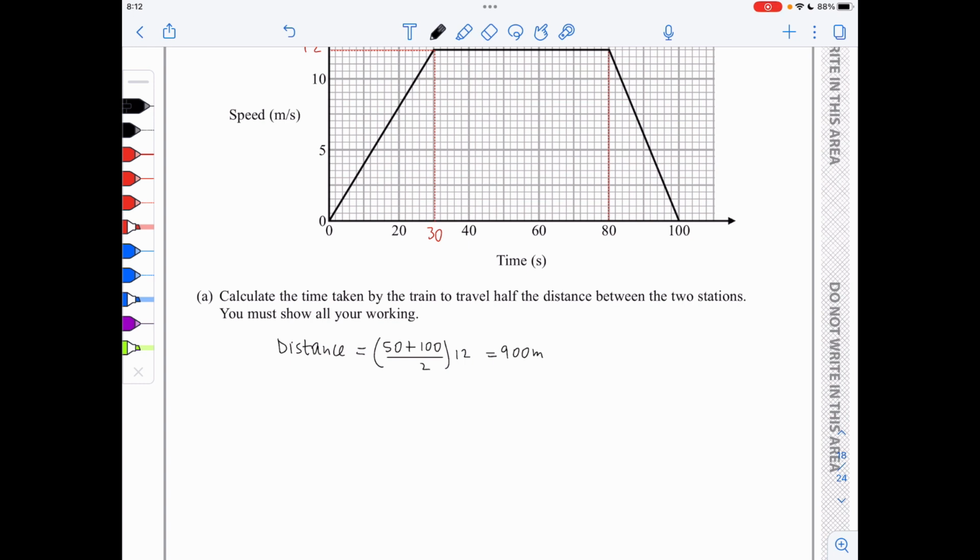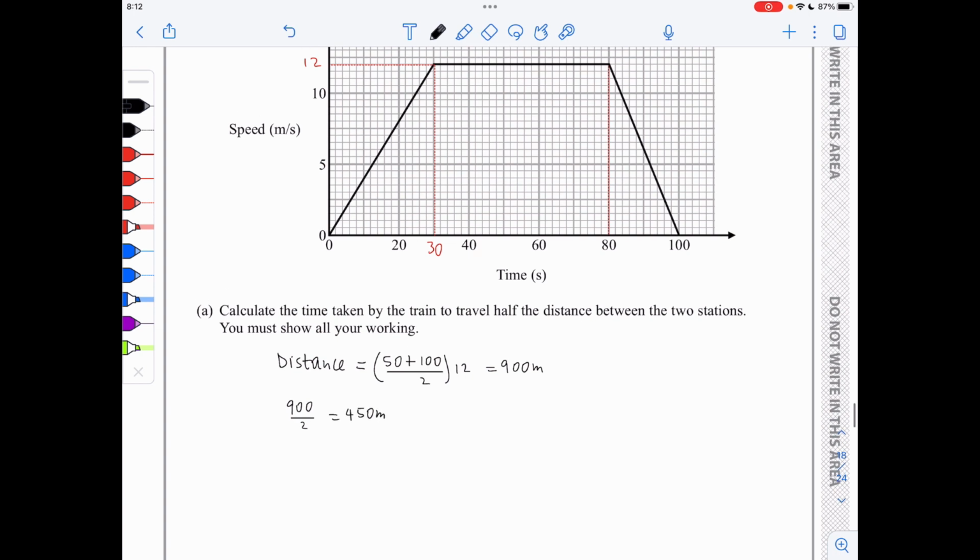So we need to find the time taken to cover half of this distance, which is 450 meters. I will start by considering the area for this triangle here. By finding the area of this triangle, we are finding the distance covered in the first 30 seconds of the journey. So the distance here is 30 times 12 over 2, base times height over 2, which is 180 meters.